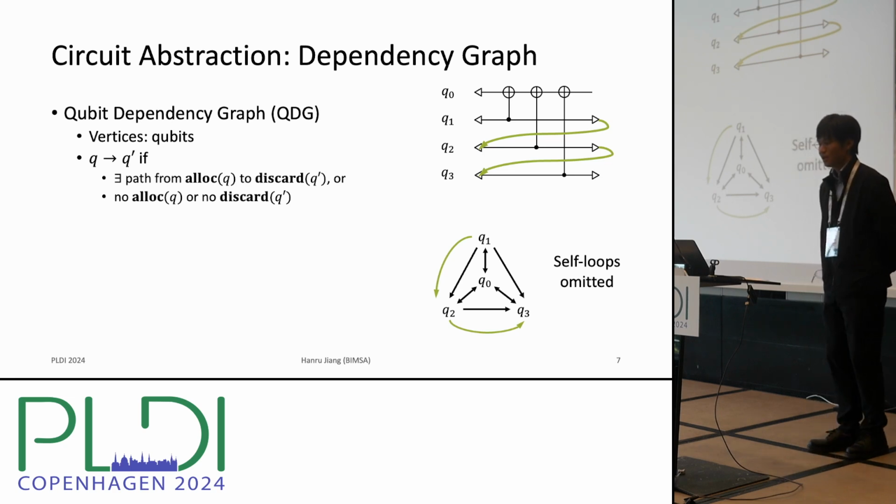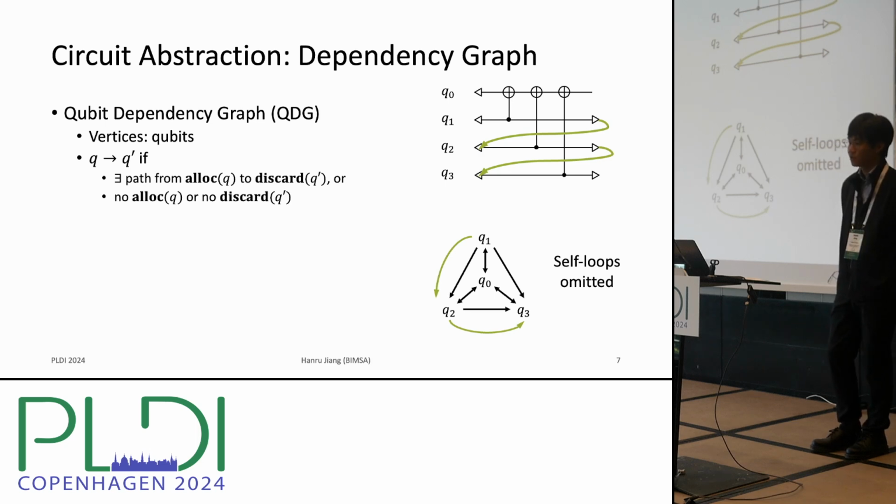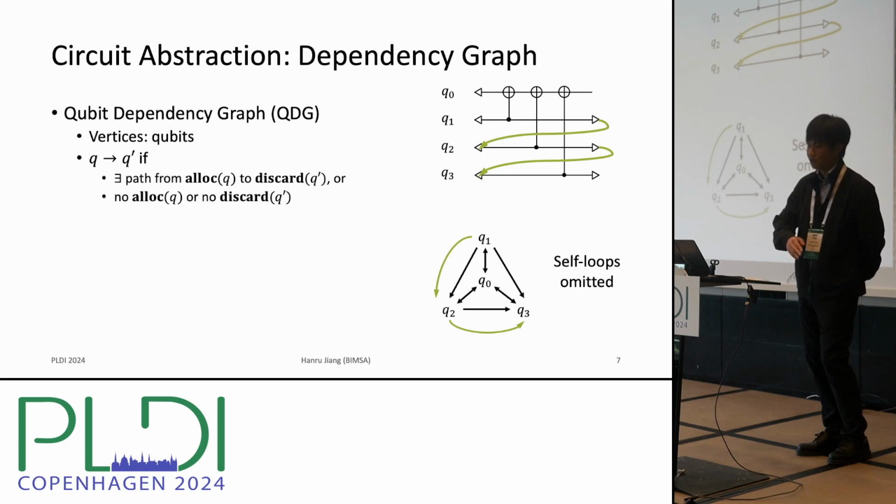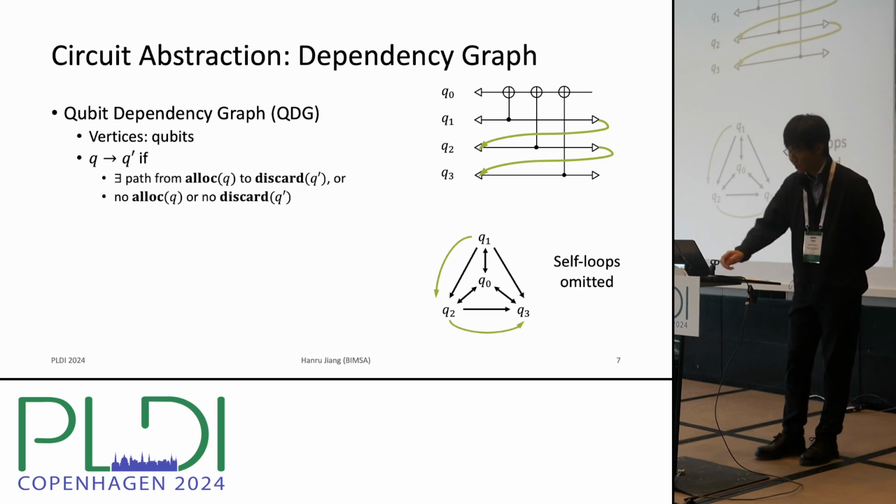Intuitively, it means, for example, if the discard of q prime is not appearing in the circuit, we will use q prime after the execution of the circuit. So it should have some dependency to the entire circuit. So we add this edge.